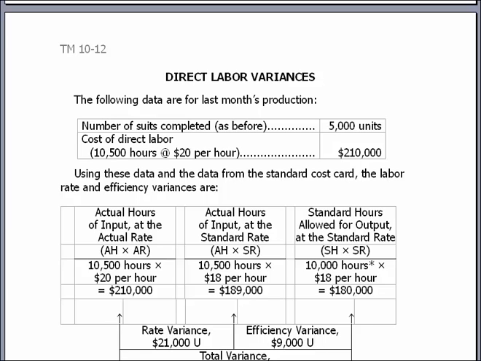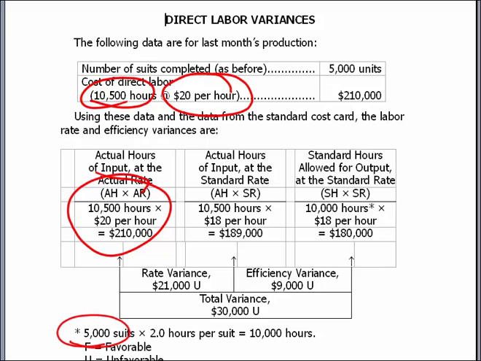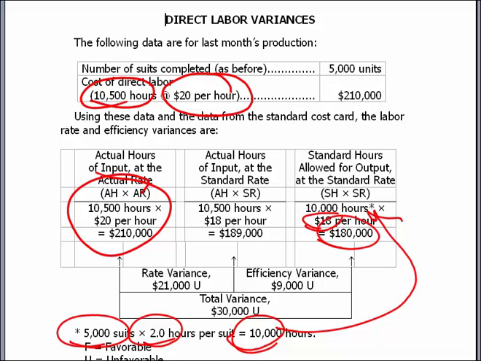then this would be the example of the labor. So the labor, we would say, okay, we actually used 10,500 hours based on our time cards, and we paid an average of $20 an hour. So actual quantity, actual price, 210. We look at the standard. Well, what was the standard? How much should we have used? For 5,000 suits, we should have used 2 hours per suit, so we should have used 10,000 hours at a standard of 18. So when we multiply the numbers out, we get 180 versus 210.